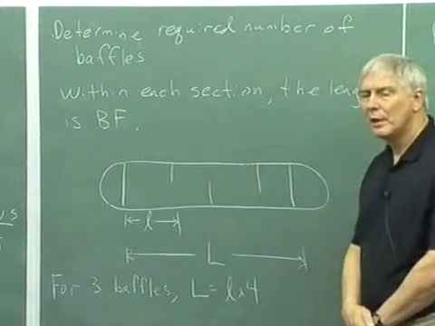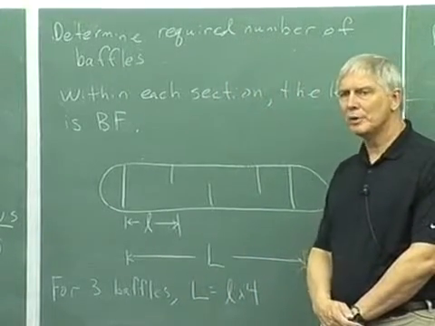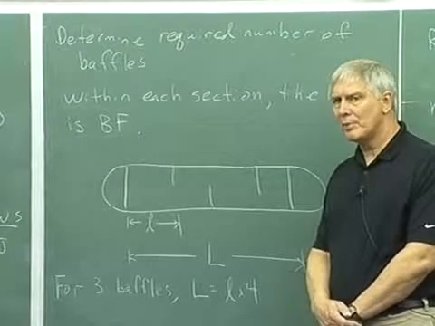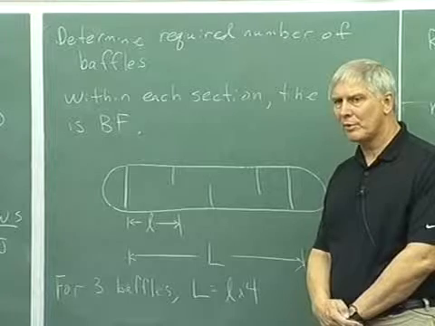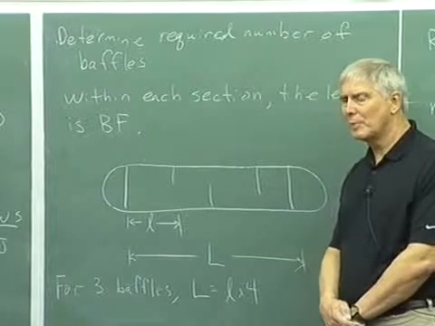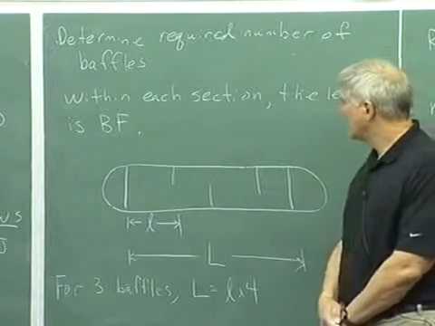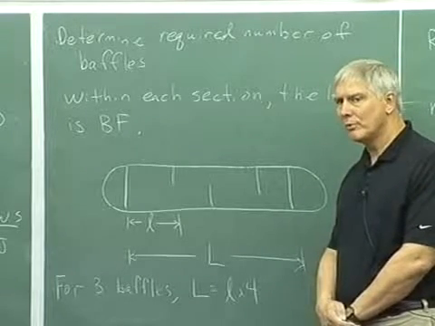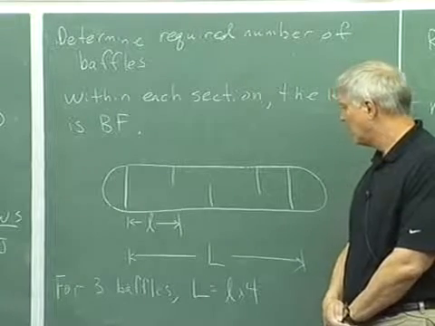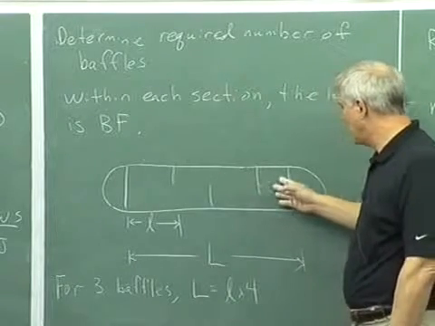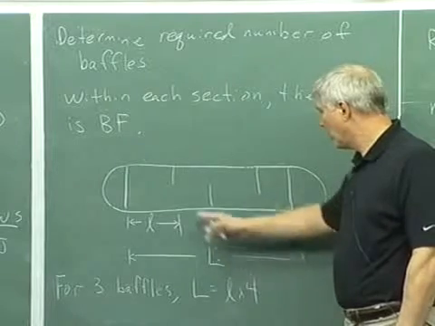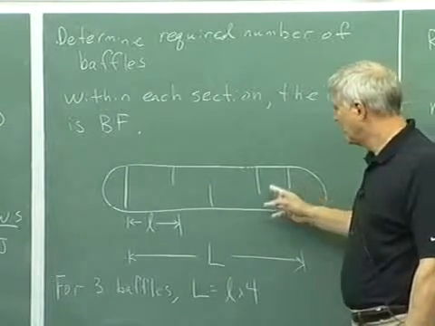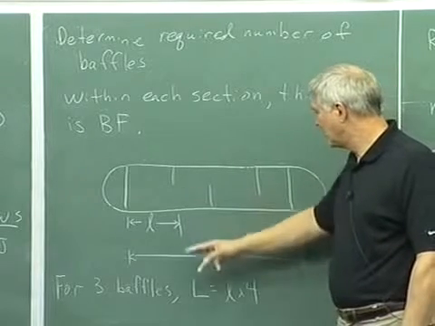Now we haven't said anything about how many baffles we need, so we have to determine the required number of baffles. Remember, I drew it up there with 3 baffles, but we never used that number 3, so we don't know if that's the right number of baffles. Recall that within each section, the length of the baffle was B F. Well, if we take the length of the heat exchanger, this overall length L, which we just calculated as 2.77 meters, it has to be divided into these sections.